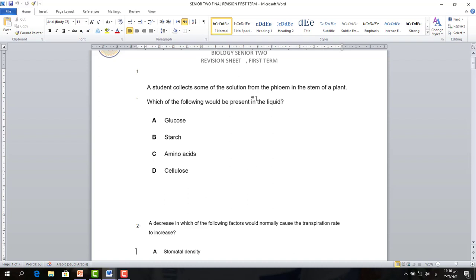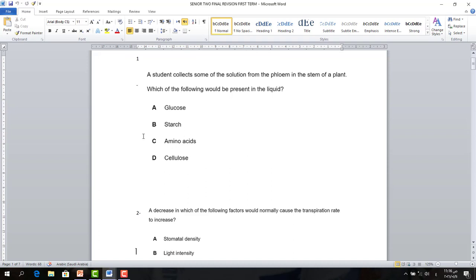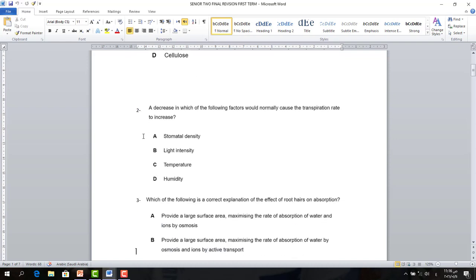First one, students collect the sap of the solution flowing in the stem of a plant. Which of the following would be present in the liquid? Aphid. Experiments show us that sucrose and amino acids are present in the solution. So C. Number 2, a decrease in which of the following factors would normally cause the transpiration rate to increase?